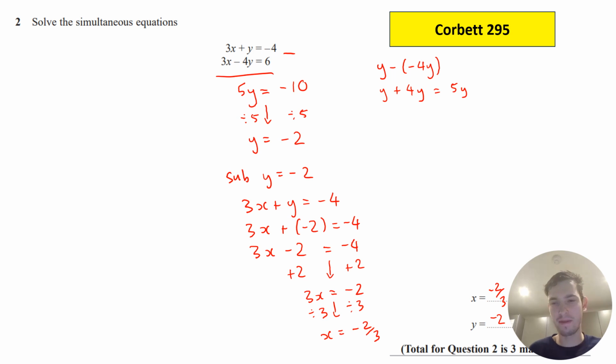Now, if I have time at the end of the paper, I'm going to check my answer by substituting both those values into the second equation. So check with the second equation, just so I know that I'm right. Okay, let's move on.